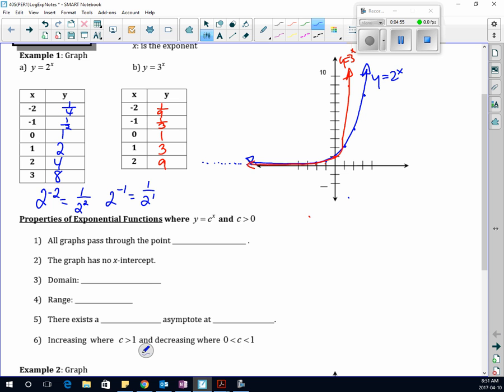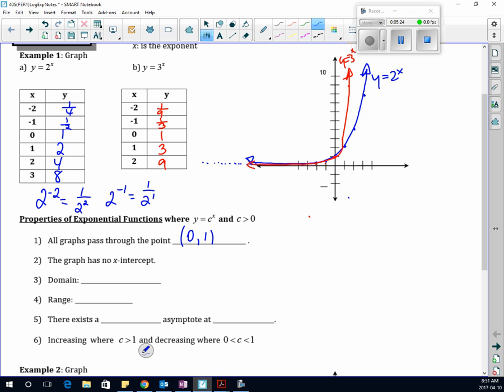What do you think would happen if it was y equals 10 to the power x? Yeah, it would look the same, but it would increase really fast, right? Okay, so what are the characteristics of these graphs? Well, all graphs pass through the point 0, 1. Does that make sense to you why they would all pass through 0, 1?